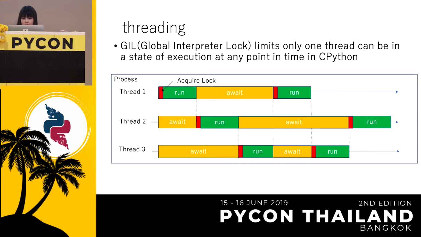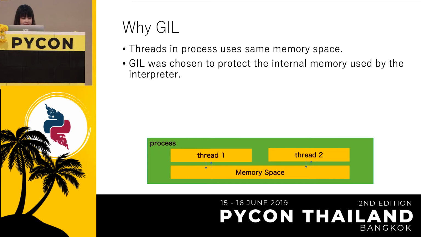But in threads, the GIL limits it so that only one thread can be in a state of execution at any point in time in CPython. So Python's threading is in fact not parallel, but is concurrent from the aspect of CPU execution. So only one thread is running at the same time.